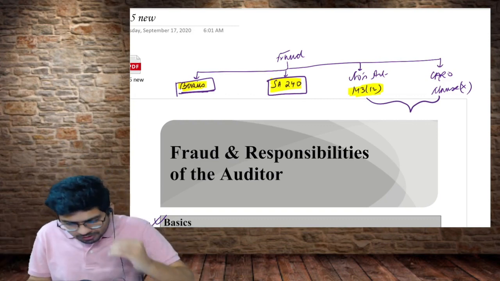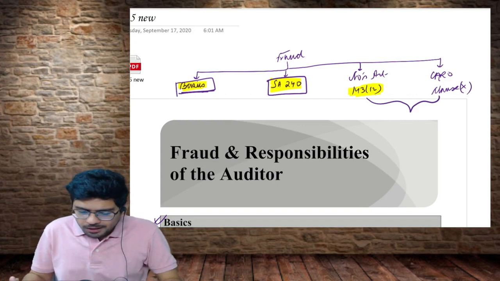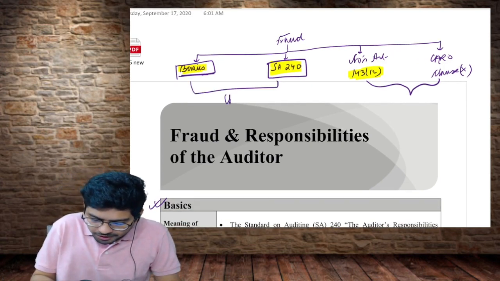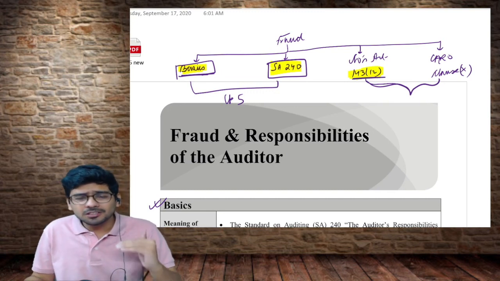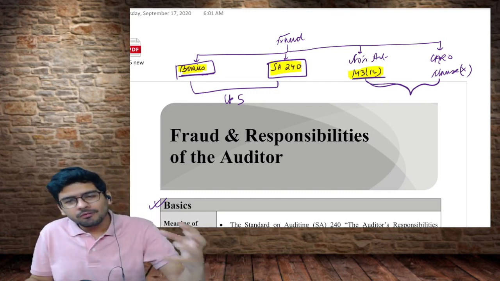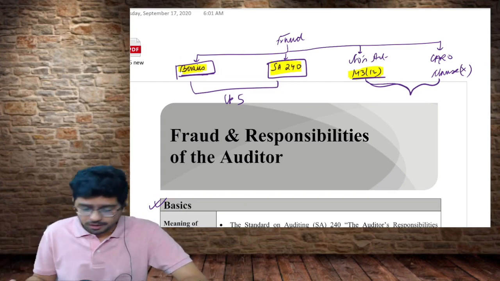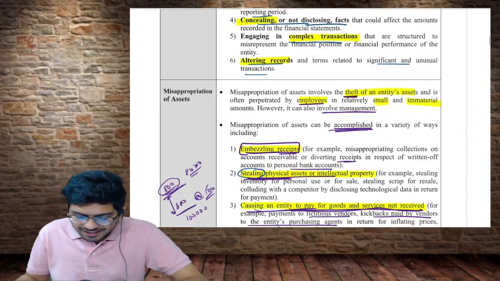For the timing, I have incorporated only these 2 parts in chapter 5. And this will be section 143(12). This is with respect to fraud reporting. We are going to cover it in the company audit part. All right, so let us start with SA 240.